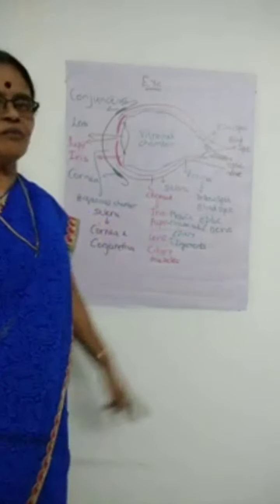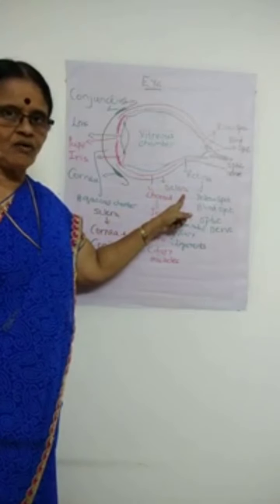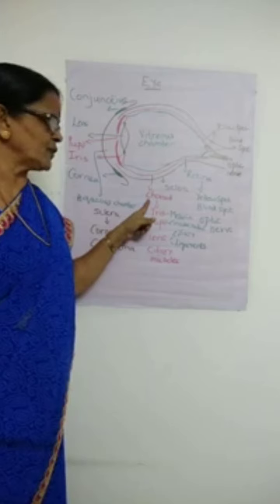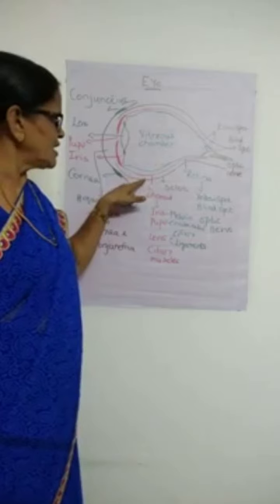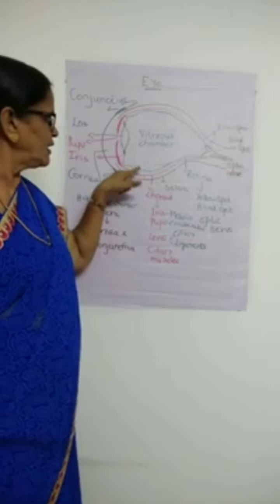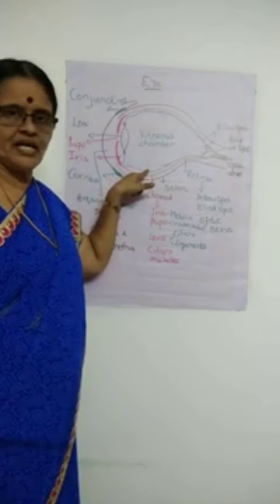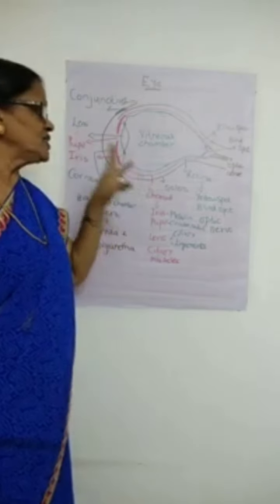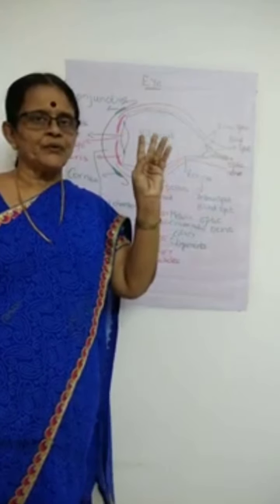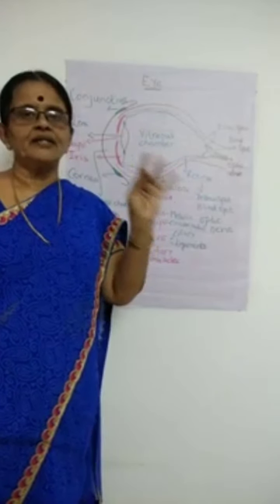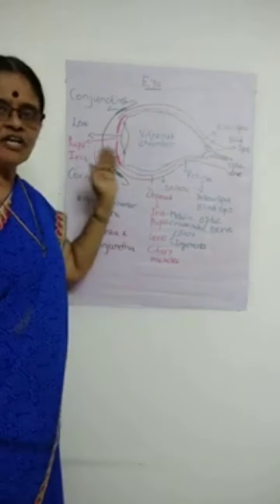So mainly our eyeball has three parts. That is the sclera, which is the outermost layer of the eyeball. The middle layer is called the choroid and the innermost layer is called the retina. So these are the three main layers of the eyeball: sclera, choroid and retina. Now let us see the functions of each.